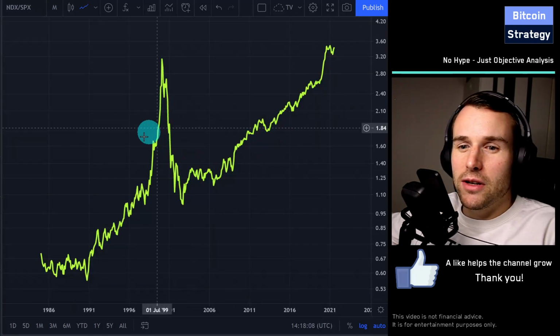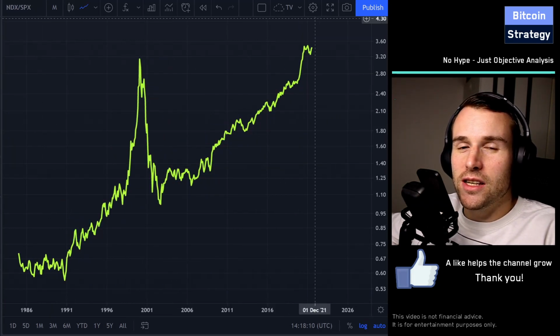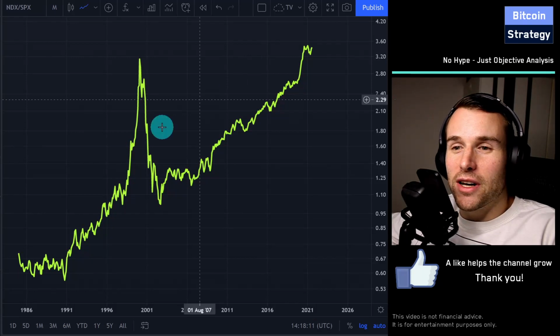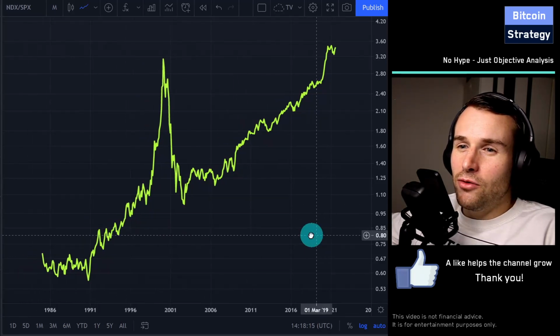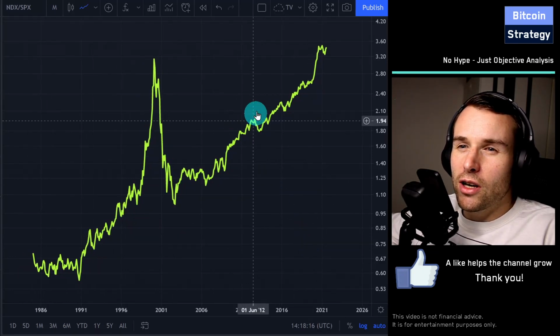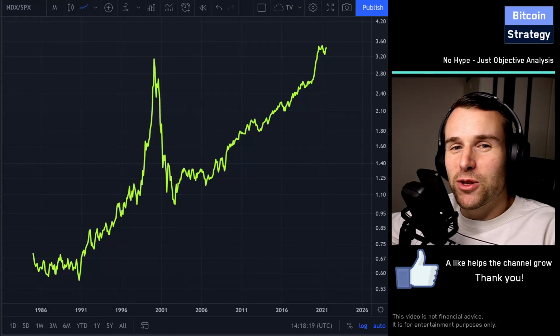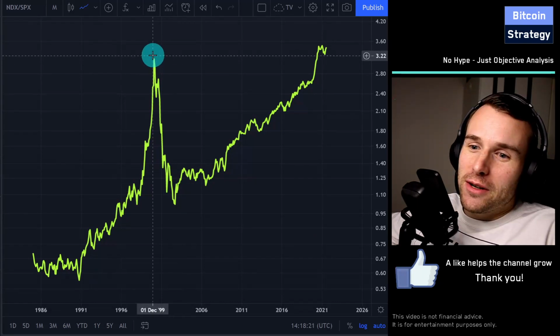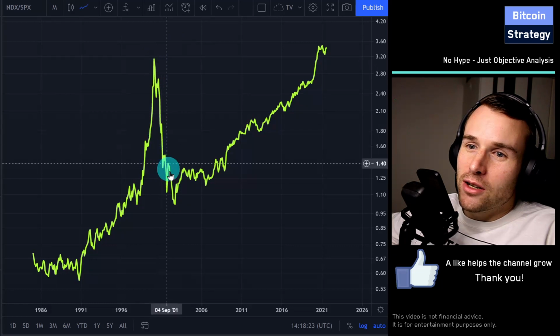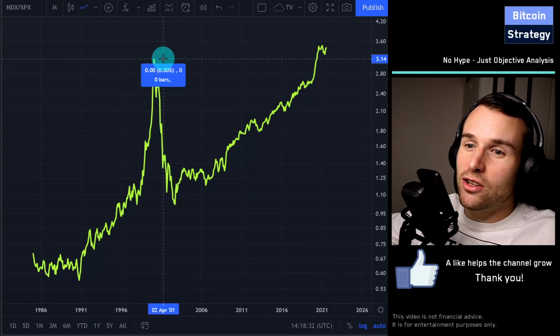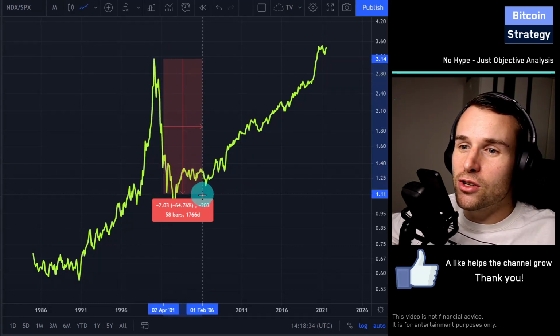Another chart I find very interesting is this one here. It's the Nasdaq divided by the S&P 500. And if you're looking closely, you might be able to spot the dot-com bubble, right? There it is. 2000, we got the crash. But how much did the tech sector relative to traditional stocks really drop?